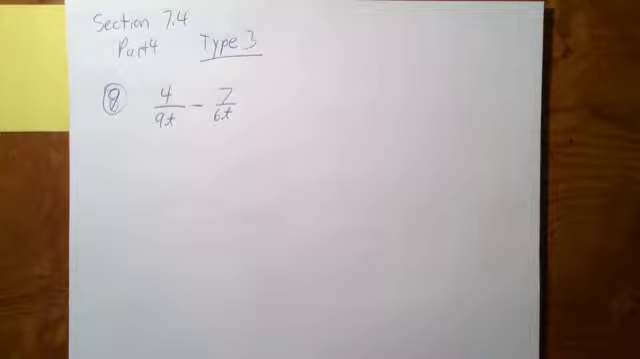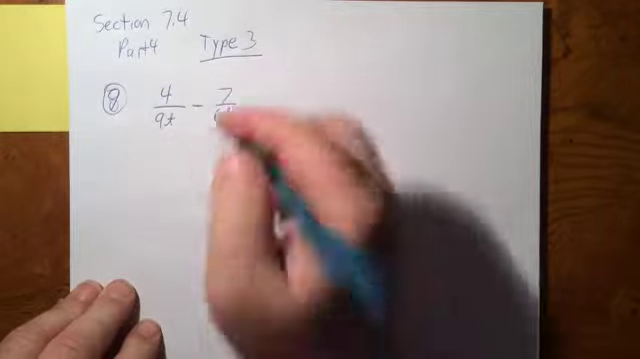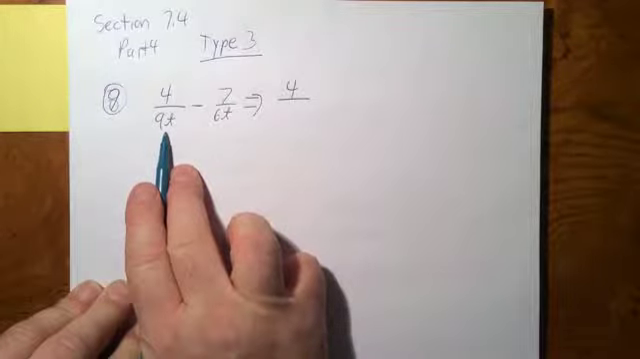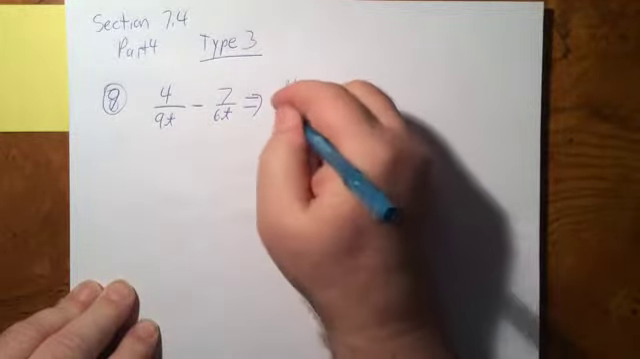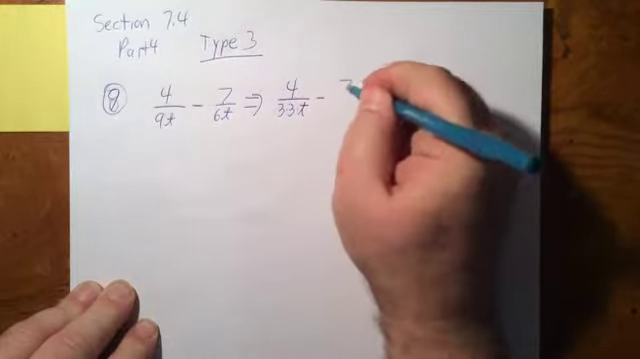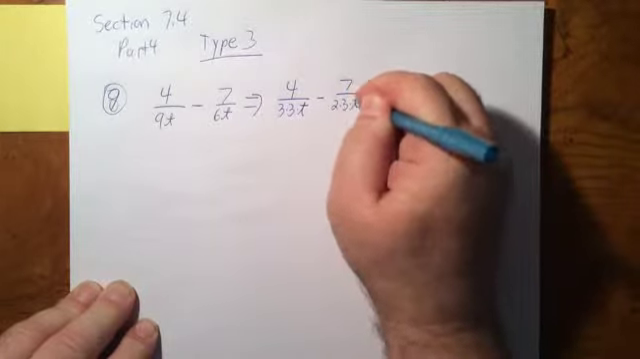I'm going to use a different color pen to illustrate the point, hoping that it will show up nicely. I'm going to rewrite this problem with the factors in the bottom. So 9t I can write as 3 times 3 times t, minus 7 over 2 times 3 times t.